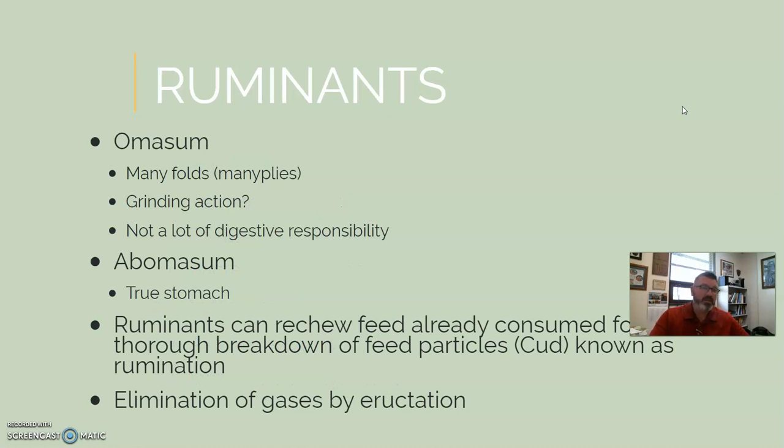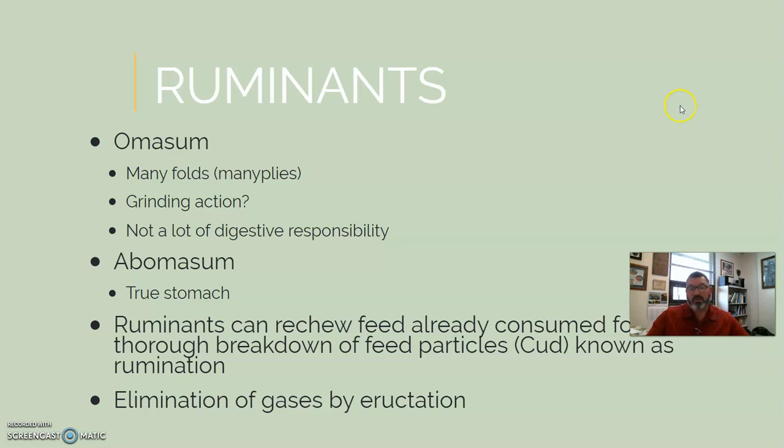The omasum is next, and in an adult cow, the omasum is roughly the size of a basketball. It's called many plies, or leaves of the Bible, and it will have several 100 folds of skin with barbs on it, and all it does is basically grind feedstuff. It's a relatively dry environment, so there's not a lot of digestive responsibility here. It's primarily feed particle size reduction. And then from the omasum, feedstuffs pass into the abomasum, which is the true stomach of the ruminant, and functions identically to the monogastric stomach that way.